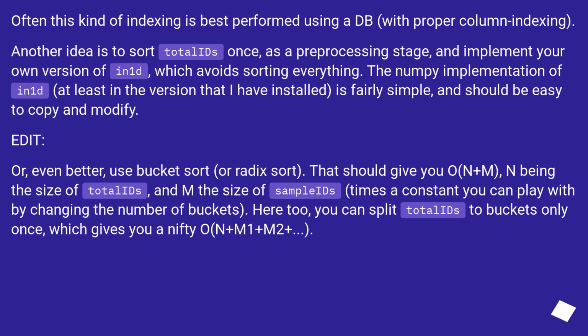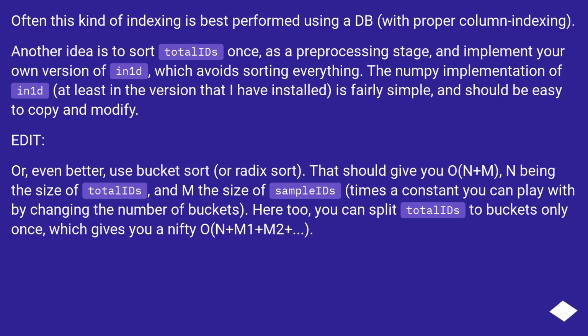Often this kind of indexing is best performed using a DB, with proper column indexing. Another idea is to sort totalids once, as a pre-processing stage, and implement your own version of in1d, which avoids sorting everything. The numpy implementation of in1d, at least in the version that I have installed, is fairly simple, and should be easy to copy and modify.